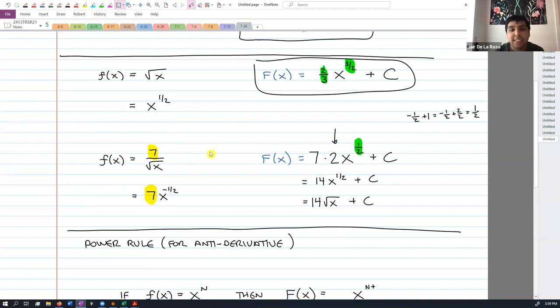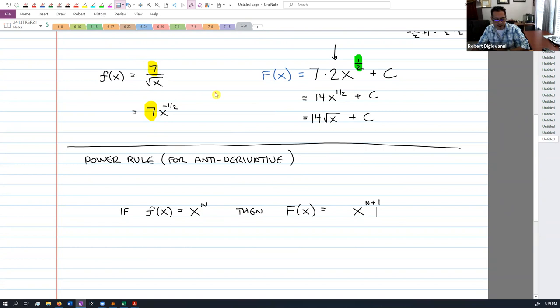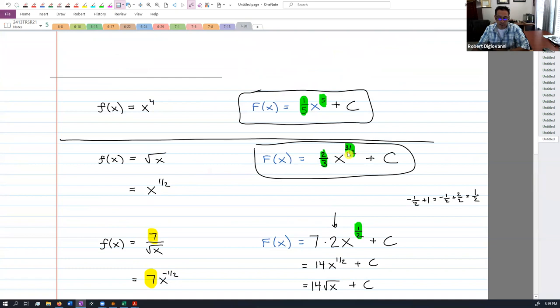Yes. Right? So whatever the power is here, we're just going to add 1 to that, right? So if it was -1/2, we added 1, we got 1/2. If it was 4, we added 1, got 5. If it was 1/2, we added 1, got 3/2, right? So whatever the power is, we're just going to add 1 to it.